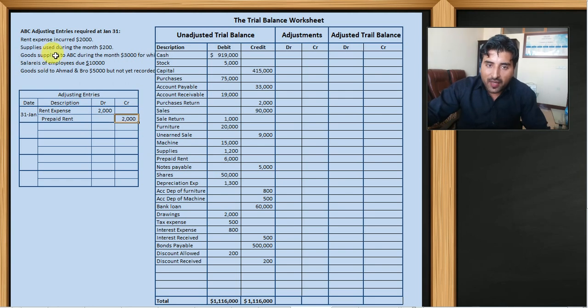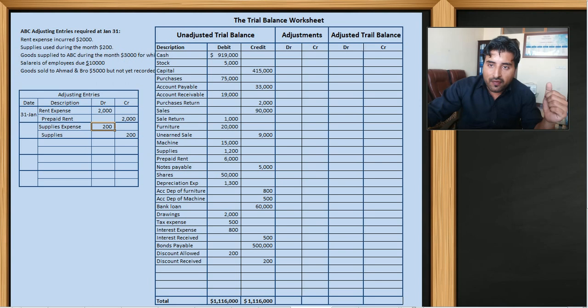Okay, next we have supplies used during the month. How much? $200. So you have to debit the supplies expense account, and credit the supplies asset account. How much? $200 and $200. So dear students, look, we have a supplies account of $1,200. Out of this supplies account, $200 is converted to expense. That is why we are crediting, meaning decreasing, the supplies account, and instead we are increasing our expense account.